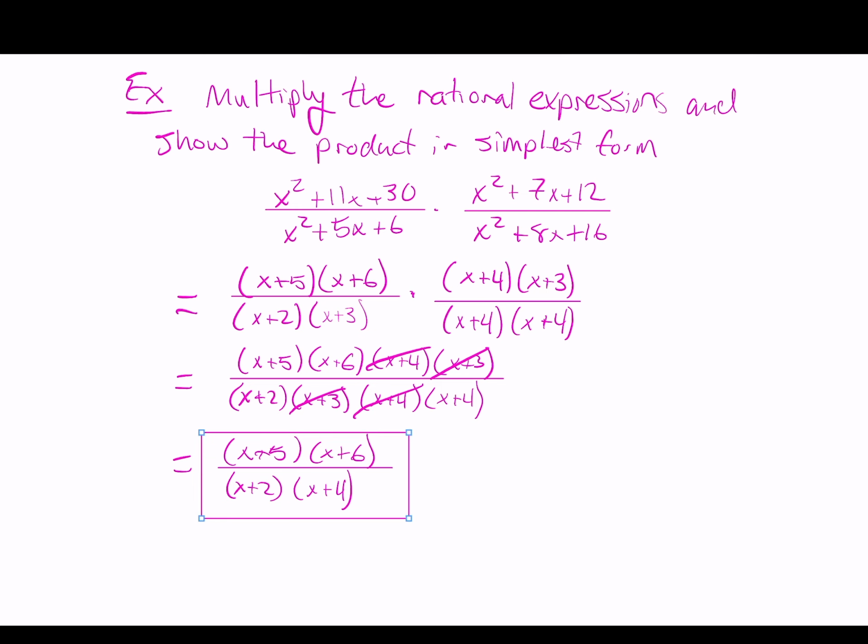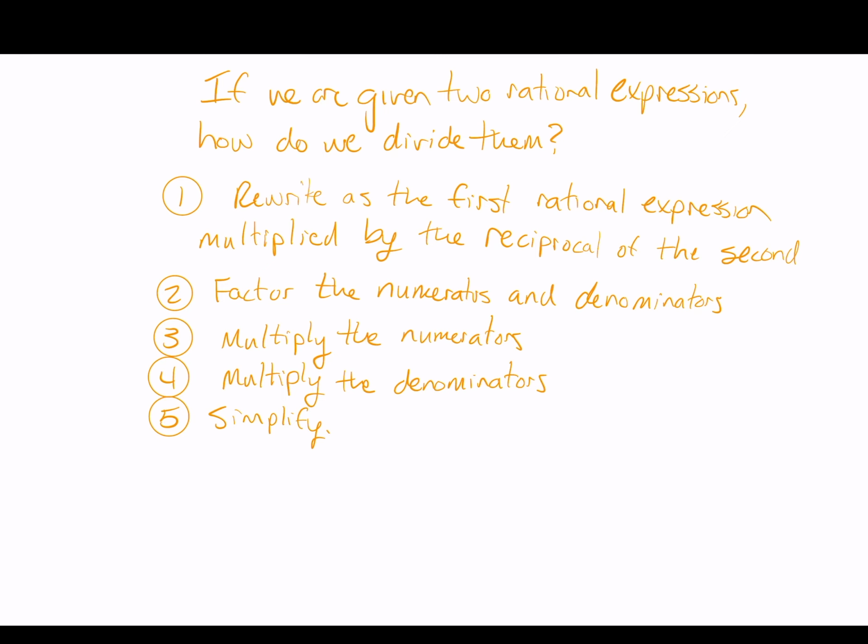That's how you multiply rational expressions. Now let's talk about dividing rational expressions. What happens if we are given two rational expressions and we're asked to divide them? Well, it's very similar to multiplication, except our first step is different. We need to rewrite the quotient of two rational expressions as the first rational expression multiplied by the reciprocal of the second, meaning you flip the second rational expression for the division.